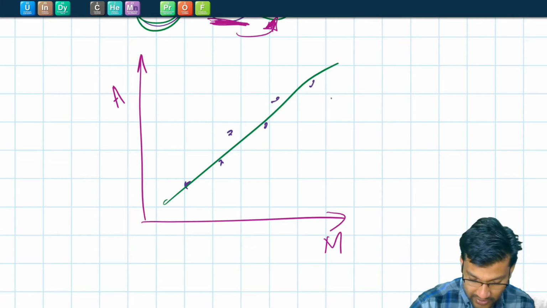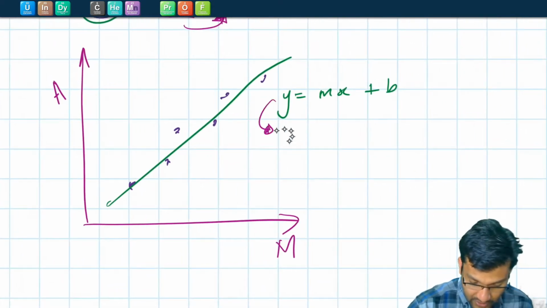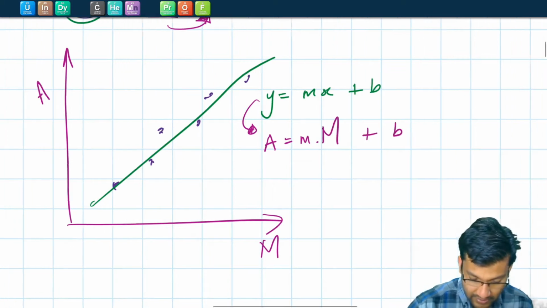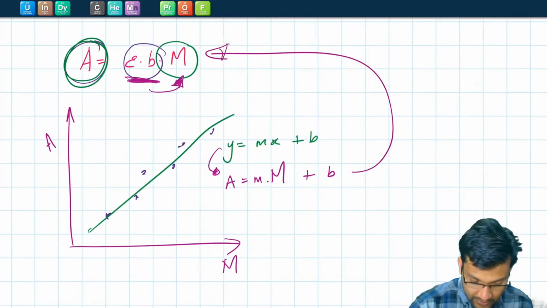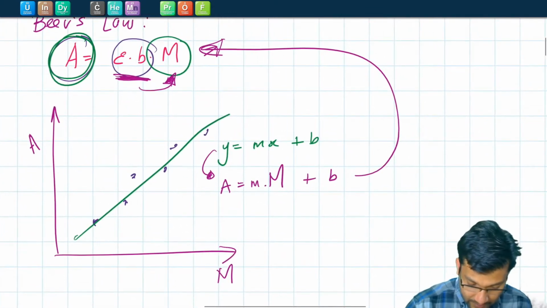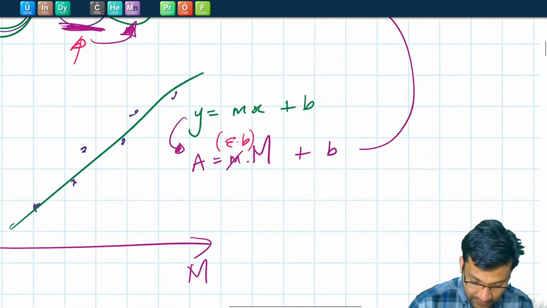We know that the equation of a straight line is y = mx + b. In this case, y is just the absorbance, m is the slope, and x in this case is big M, molarity, plus some constant b. So if we compare this to our Beer's law equation, we can easily recognize that m should in fact be this E times B constant that we need to find.